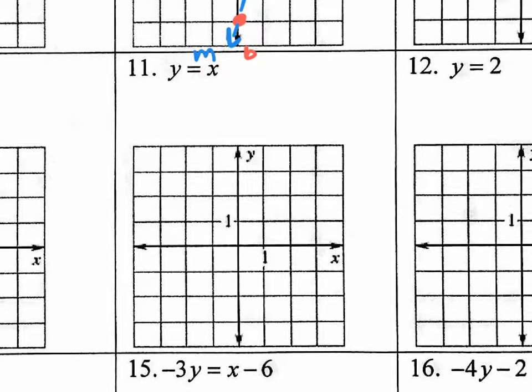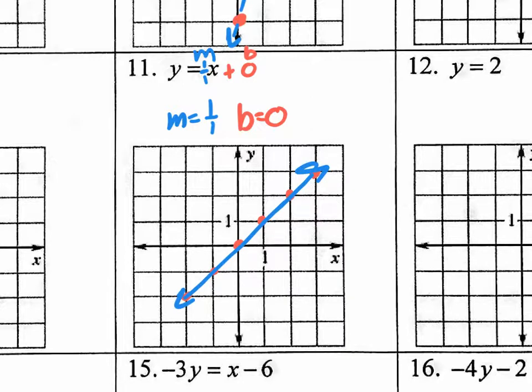So the m value is really 1 over 1, right? There's an invisible 1 that you would put over 1. The b value, since there is no b value, you could put a +0 if you wanted to, so the b value is 0. So it does cross at 0, and from that point, you're going to go up 1 over 1, up 1 over 1, and put a dot right there. Up 1 over 1, up 1 over 1. You could even use that pattern backwards to make it longer the other way. Connect the dots, put some arrows, you're good.